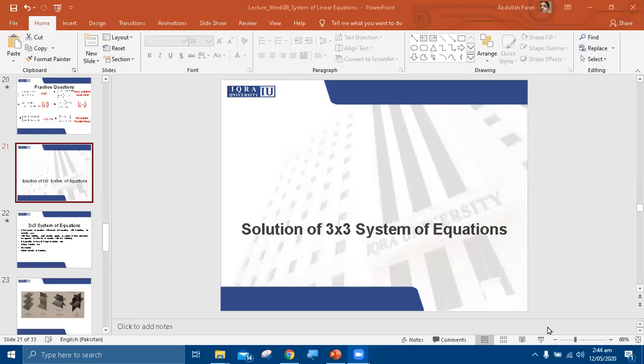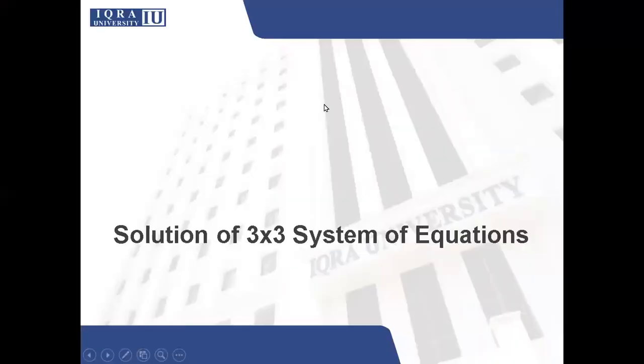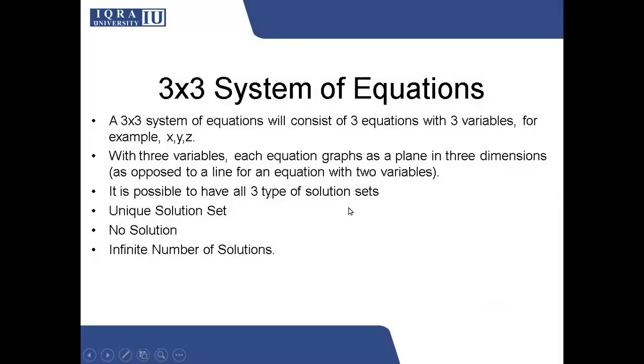All right, students. So let's begin with our solution of 3 by 3 system of equations. Previously, what we studied was 2 by 2 system of equations, and now we're moving down to how to solve or how to get the answer for a 3 by 3 system of equations. A 3 by 3 system of equations will consist of 3 equations with 3 variables, for example, x, y, and z.